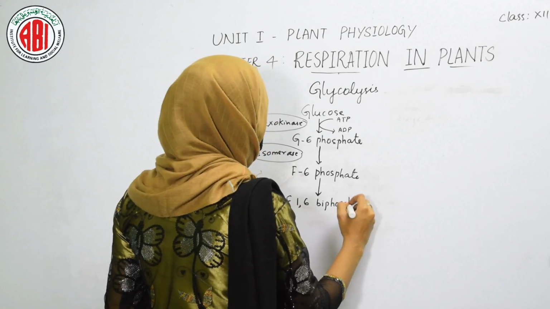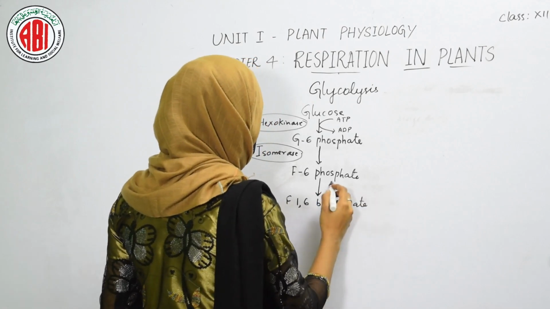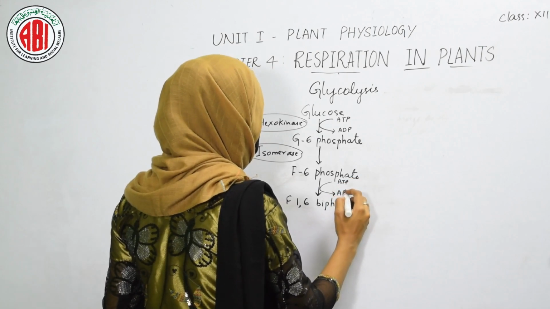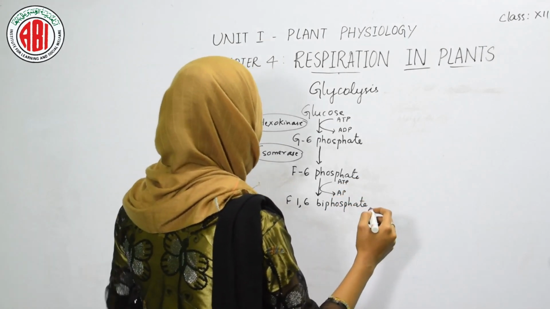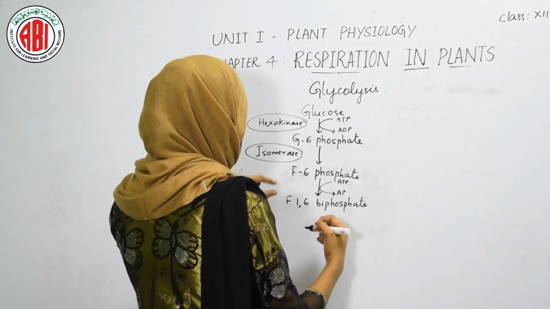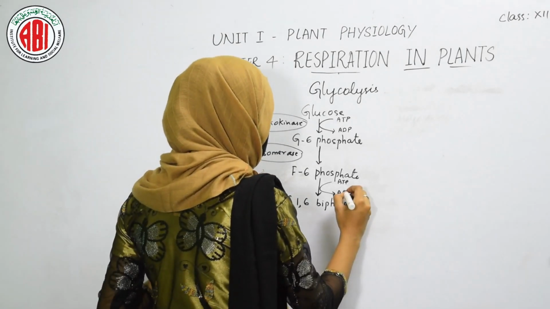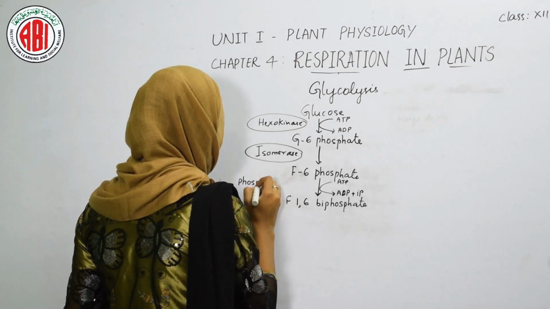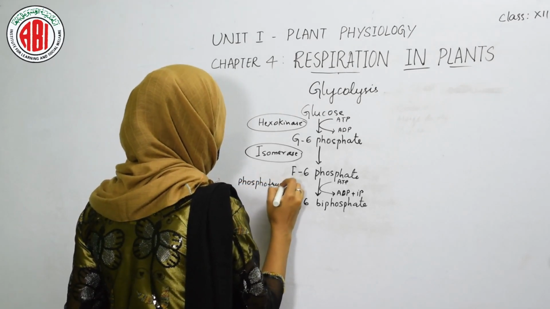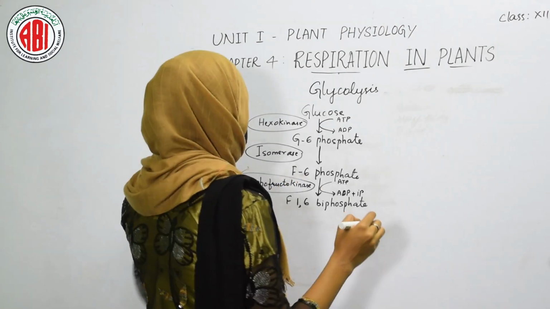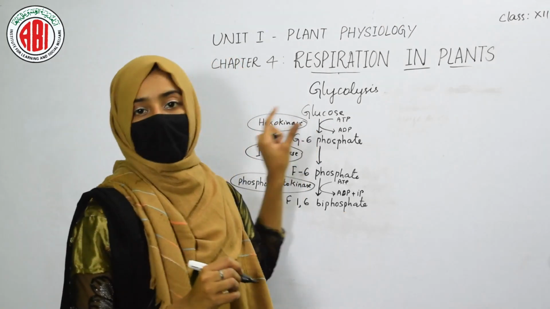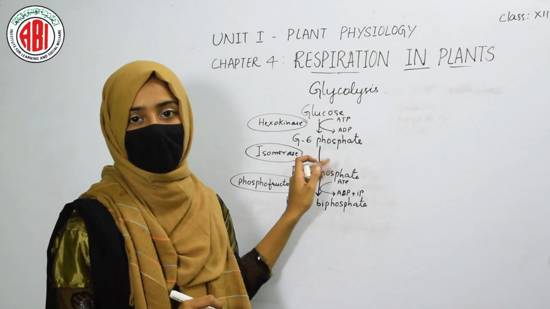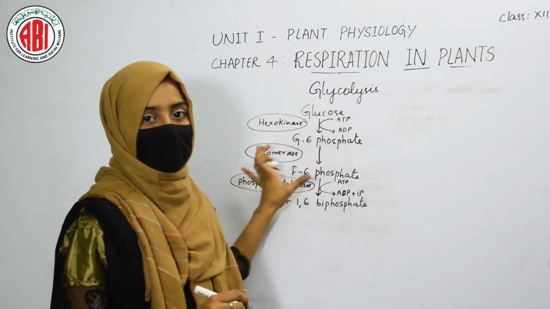1,6-biphosphate. Here also the energy is required, so the ATP gets changed into ADP and provides energy to the substance to get converted into a product, that is fructose 1,6-biphosphate. And this is a reaction which takes place in the presence of an enzyme phosphofructokinase. So till here the ATP, which is an energy molecule, is required for the conversion of different substances.